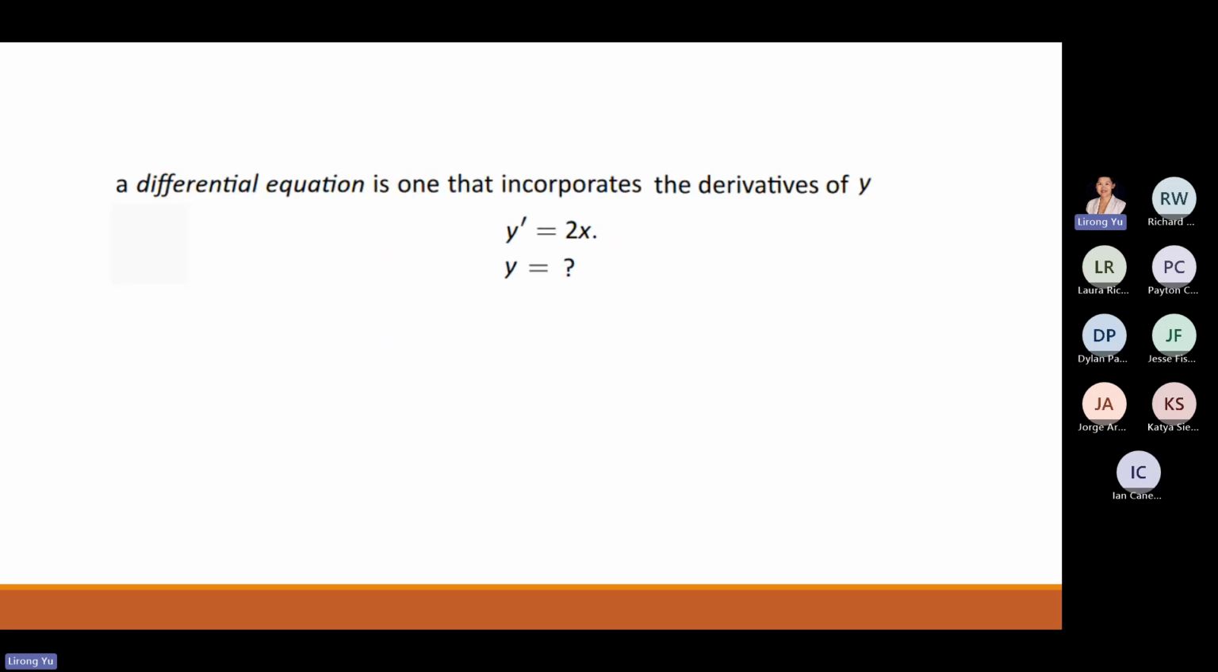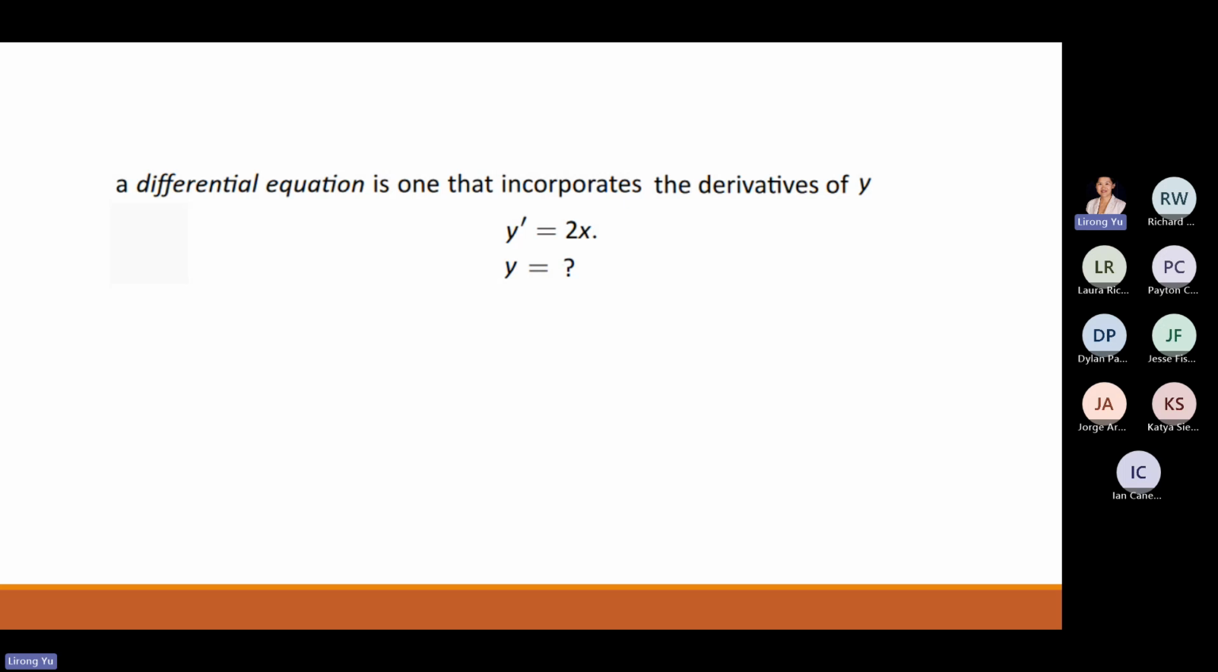Now, we want to be able to identify what we can do with integration. Integration allows you to solve something called a differential equation. A differential equation is an equation that has a derivative in there. For example, here we say y prime equal to 2x, or you can also say dy/dx equal to 2x. What is y? This is the kind of situation that we call a differential equation. Any equation that involves differentials or derivatives is called a differential equation.